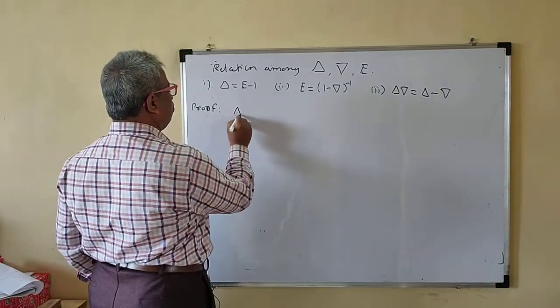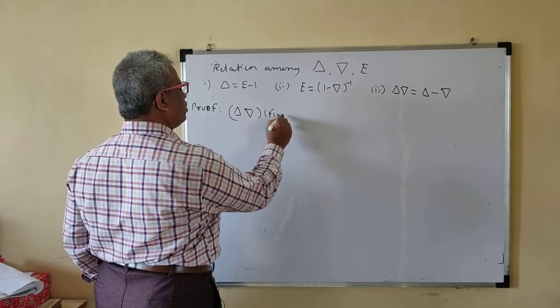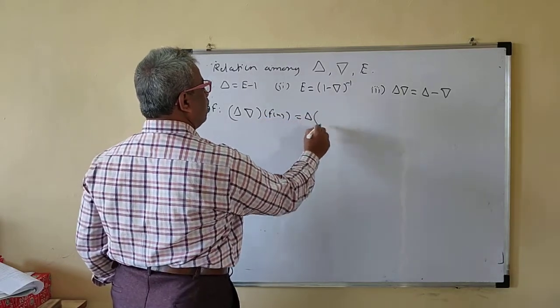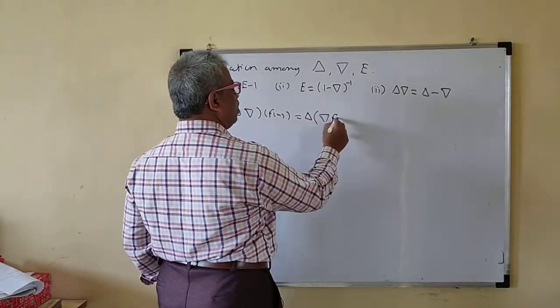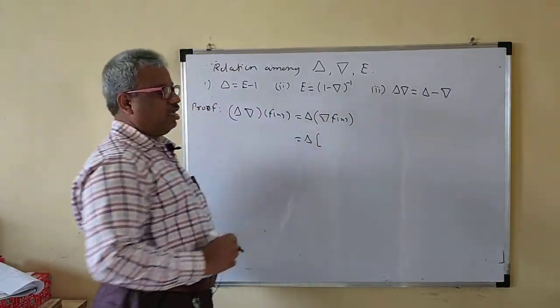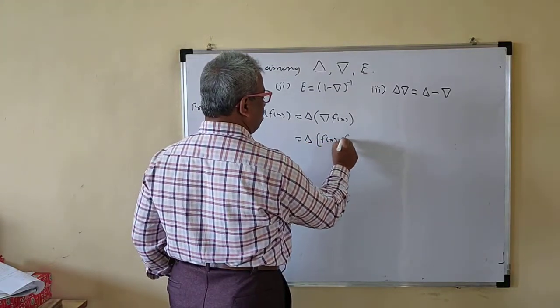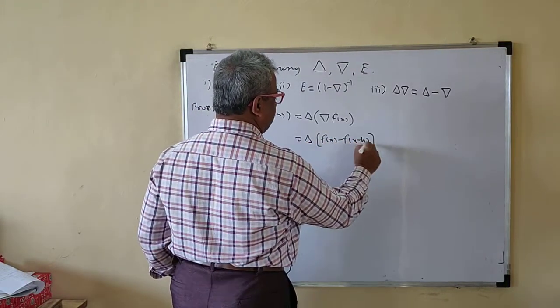So this is forward, backward. We will apply this on f of x. This is nothing but forward, and we will apply this on backward f of x. So this is the forward difference delta. We will apply the definition of the backward difference. This is f of x minus f of x minus h.